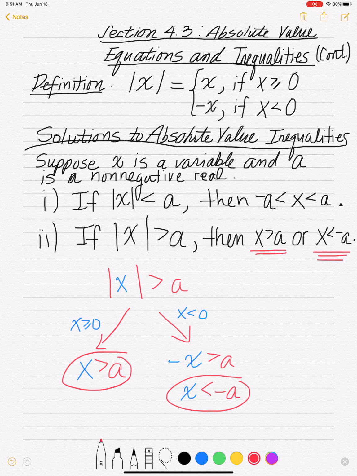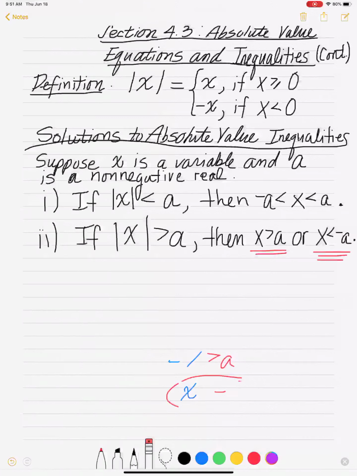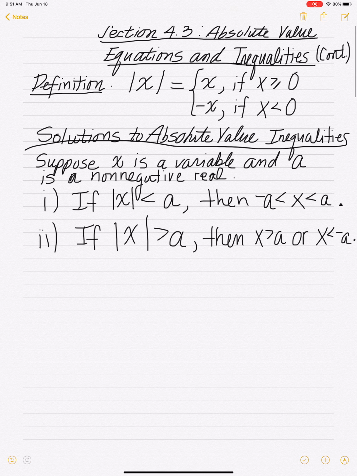Let me erase this. So just remember these two important facts when you're working with absolute value inequalities: when the absolute value is less than something, and when the absolute value is greater than something. So we're going to work a few inequalities.